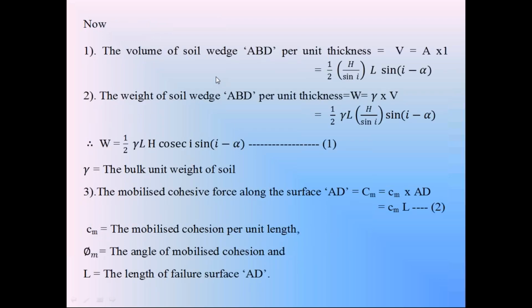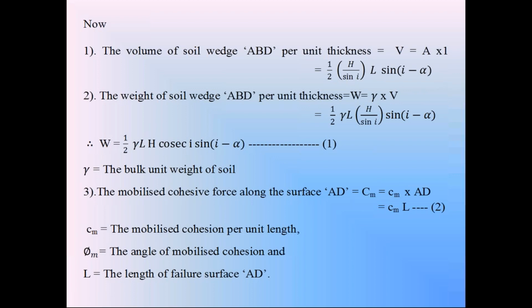Then take the unit thickness. Take 1 meter thickness of that soil wedge ABD. So the volume of that soil wedge is equal to area into unit length. What is this area? Just now we calculated. Area is equal to half into side AB, h by sine i, length AD, L, into sine of i minus alpha. This is the volume of the soil wedge ABD per unit thickness.